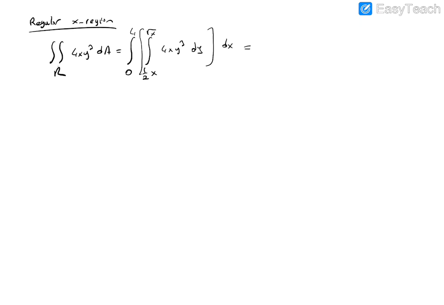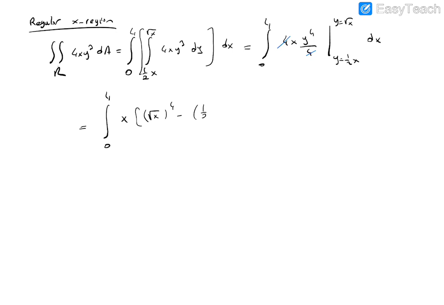This is very easy to calculate. By considering x as constant, we integrate in terms of y. So 4xy to power 4 over 4, with y changing from 1 over 2x to the square root of x. So we will obtain a function of x. Actually here the 4's cancel. So x is constant. Instead of y, we first write square root of x to power 4, minus, instead of y, we write 1 over 2x to power 4.